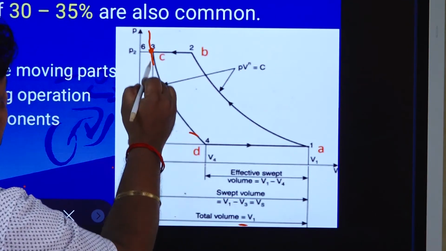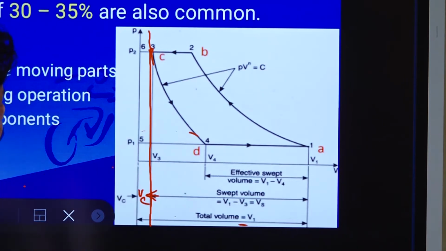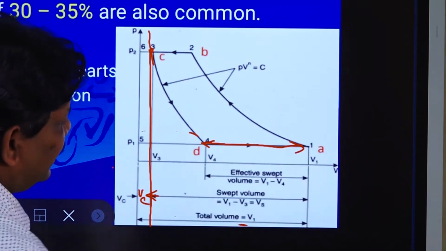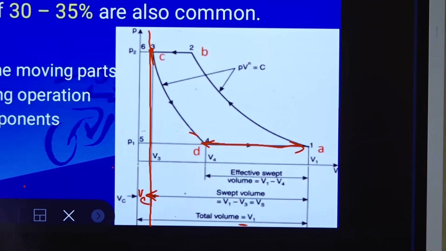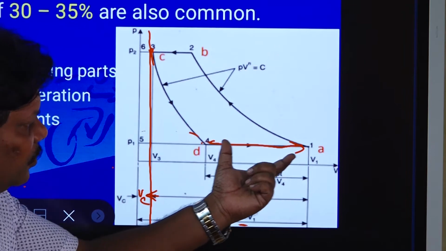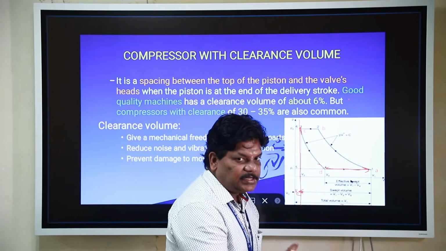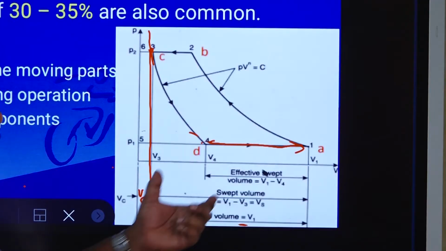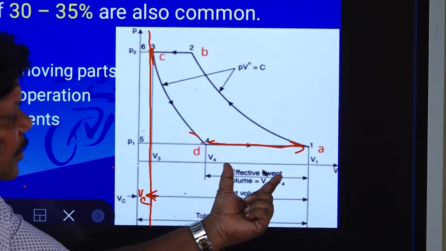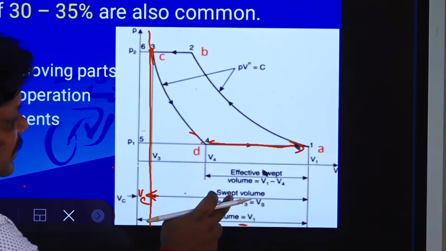You can see that a clearance is provided. This volume is the clearance volume, and here is the actual amount of air that is taken in, inside the cylinder. That is called the effective swept volume, from 4 to 1. This is the amount of air that is sucked in by the compressor. The total volume here from 4 to 1 is called the effective swept volume, given as V1 minus V4.